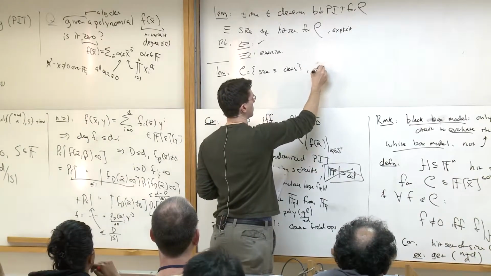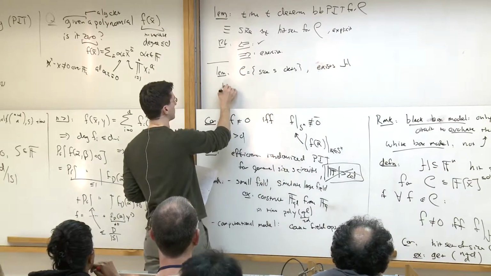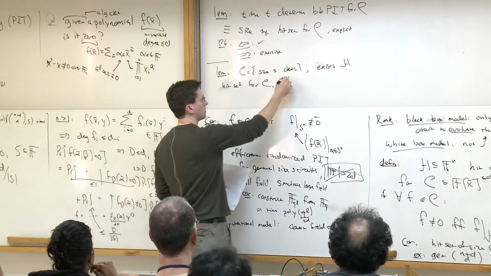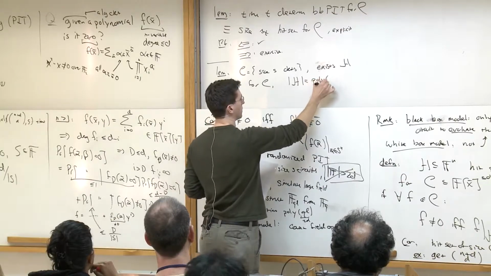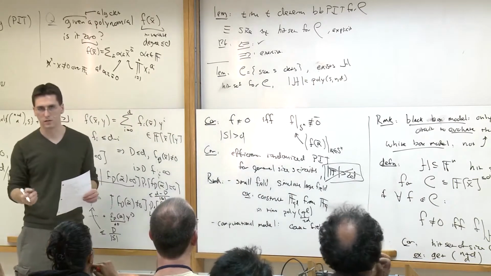So there exists an H, which is a hitting set for C. And how large is it going to be? Well, the size of H is going to be something like polynomial in S, N, and D. Right, so S is the size of the circuits, N is the number of variables, and D is the degree.